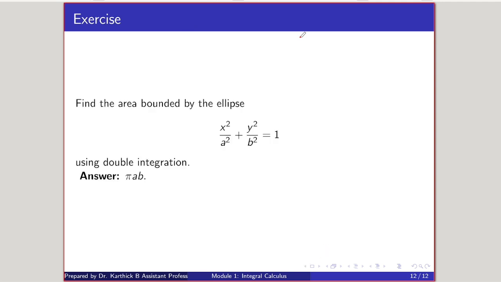Next, take this problem as an exercise. As previously we found the area of a circle, now we want to find the area of the ellipse. Here I have given the equation x square by a square plus y square by b square equal to 1. By using the double integral, at last you will get the answer as pi ab.